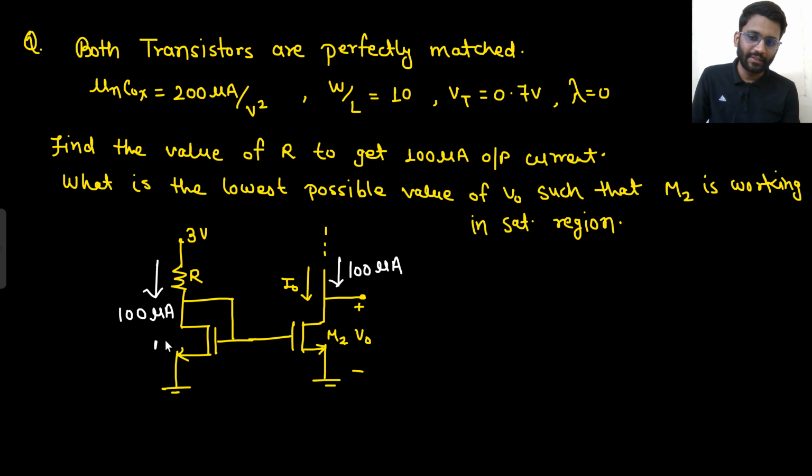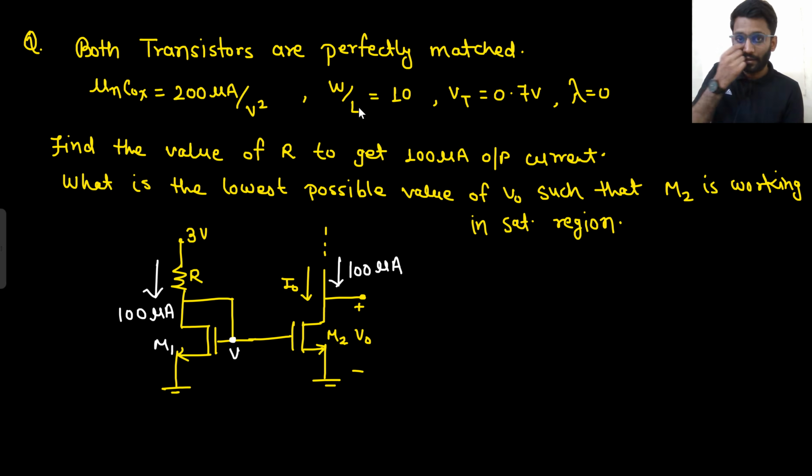So in the transistor M1, I know there is 100 microampere current. Well and good. What else is given? Vt value is given, mu n Cox and W by L value is given. So I have mu n Cox W by L, but I don't have the VGS value. So first I will find the VGS value, the potential of V.